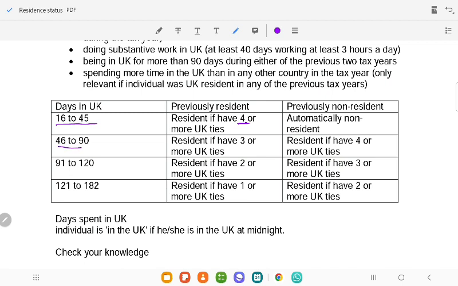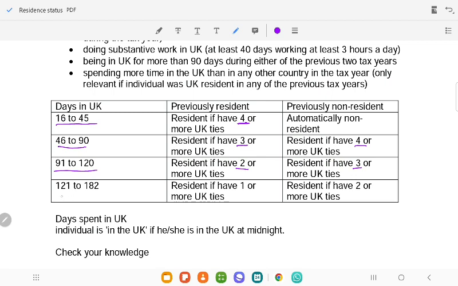And if he stays in the UK between 46 to 90 days, then he is said to be resident if he has 3 or more UK ties and was previously resident, and if he was not previously resident, he needs 4 UK ties. If the individual stays between 91 to 120 days and he was previously resident, he needs 2 UK ties, and if he was not previously resident, he needs 3 UK ties.